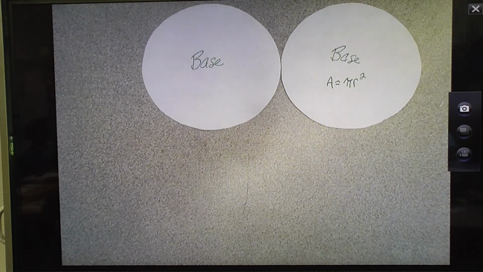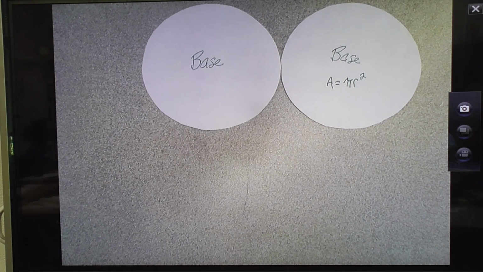All right, so we got two bases, they are identical, and the formula to find the area of both of them is pi r squared. Now let's take a look at the rectangle part. We took the rectangle and we were able to make it go around our cylinder, right? So my next question for you about this piece is, what do you think this side is called again?